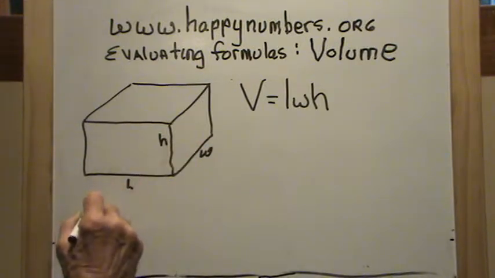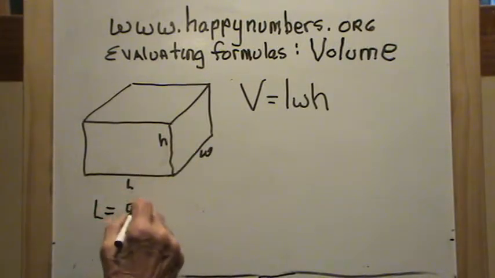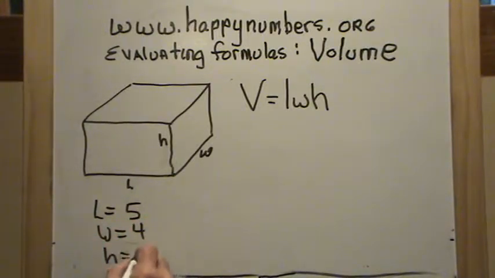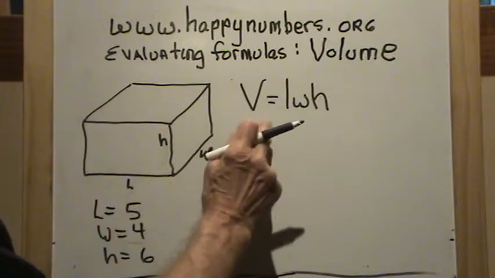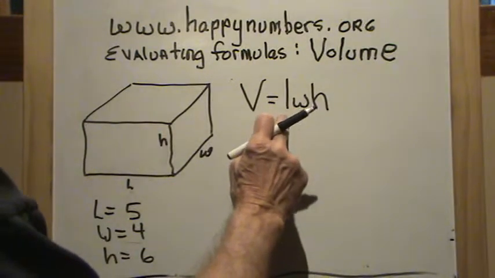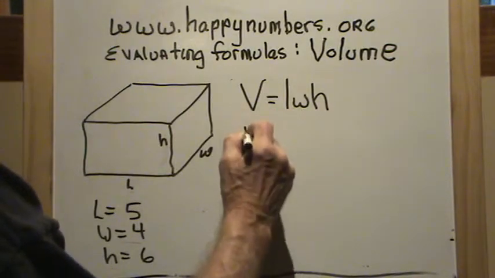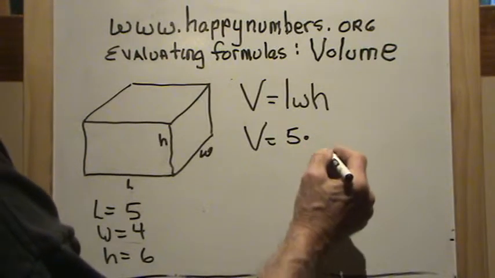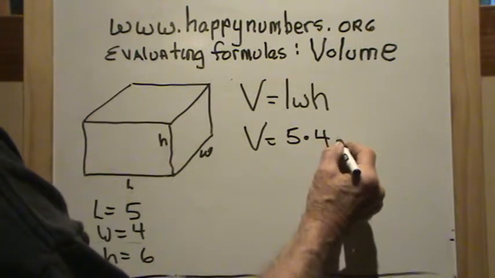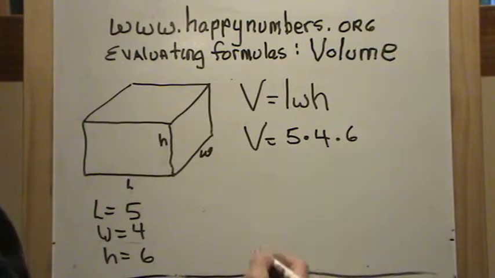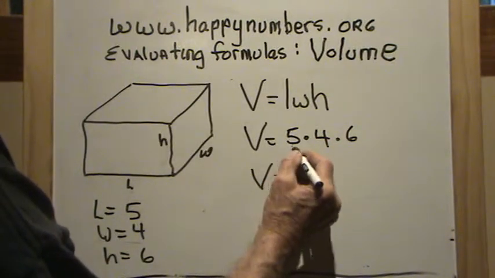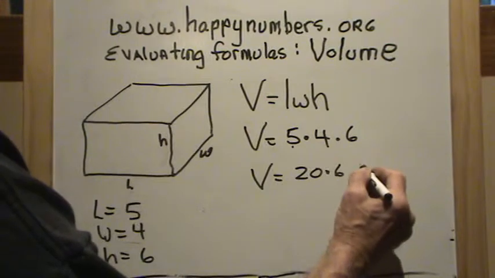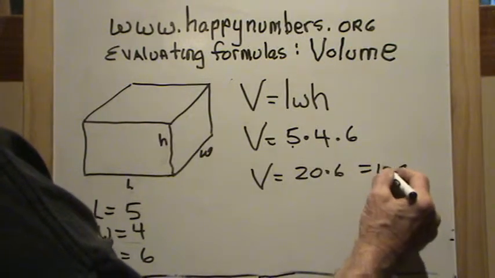So if I told you that the length is equal to 5, the width is equal to 4, and the height is equal to 6, well, we would just substitute our values in here, and we know that this is multiplication, so the volume would be the length 5 times the width 4 times the height 6. So the volume would be 5 times 4 is 20 times 6 is equal to 120.